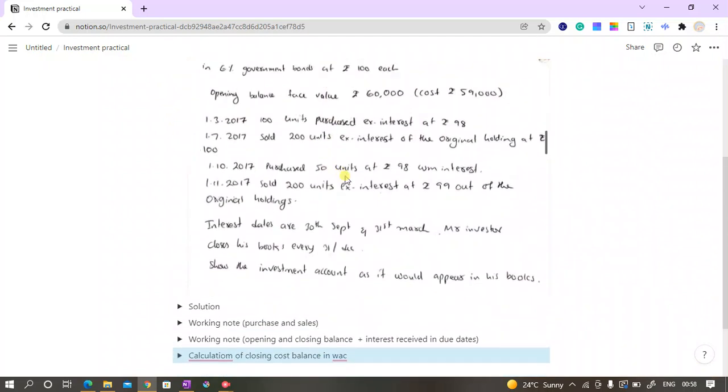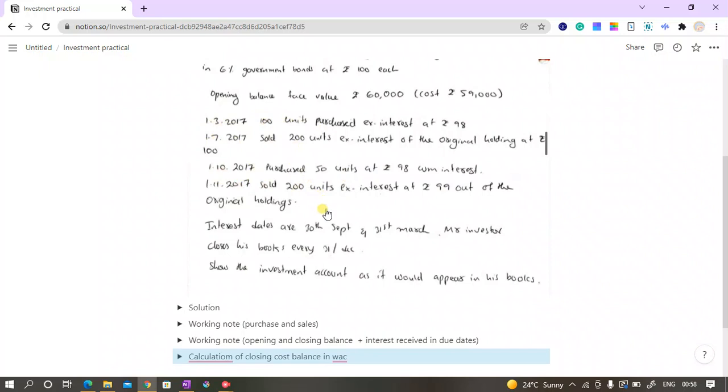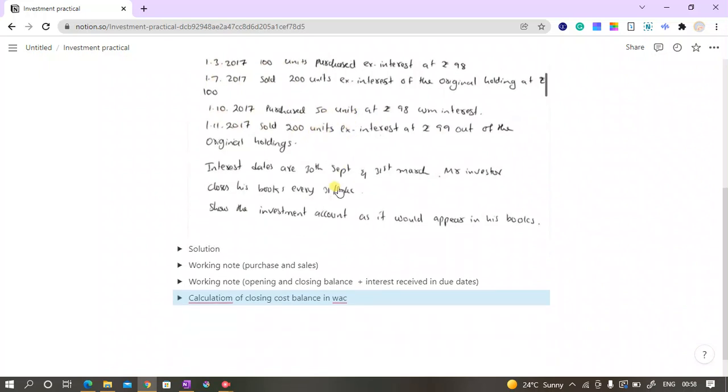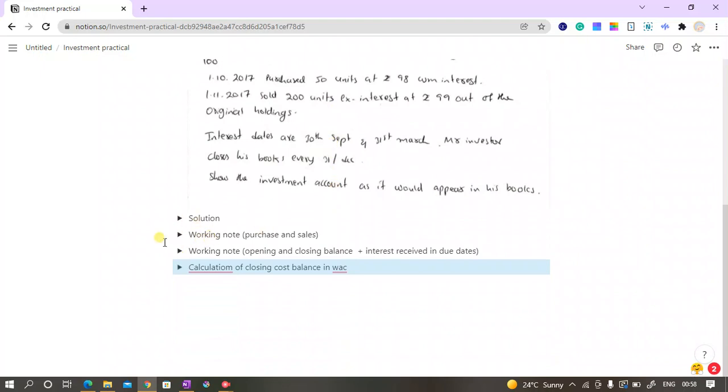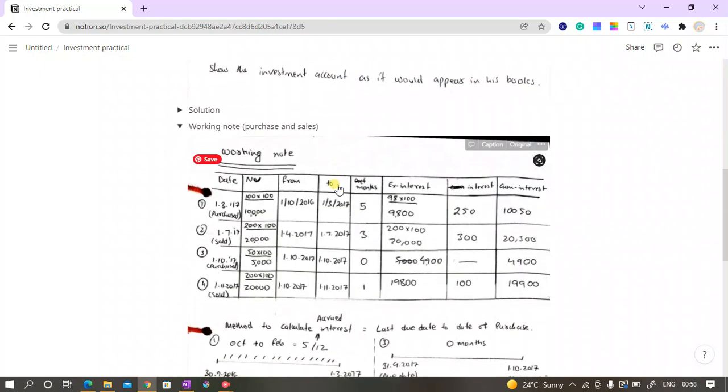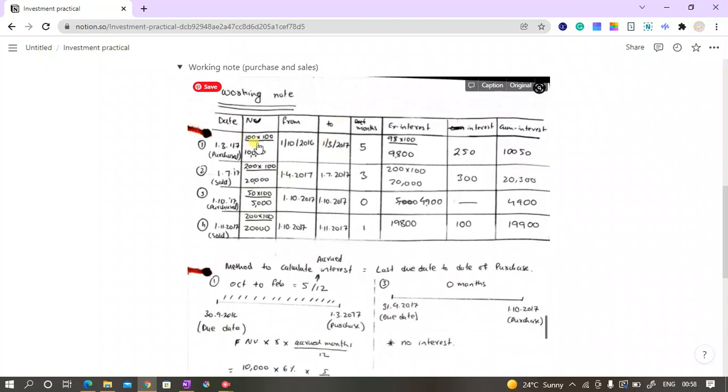Working notes: in the working notes, whatever transactions we made, purchases and sales, we will note them with the calculation of the accrued interest. So let's go with the working note, purchase and sales. For convenience I have made a chart like this with columns: date, nominal value, face value, from and to, meaning when the accrual starts and ends, number of months accrued, then the ex interest that is already provided in the question, then the calculated interest and the cum interest. This is not required basically, but for convenience I have written it.